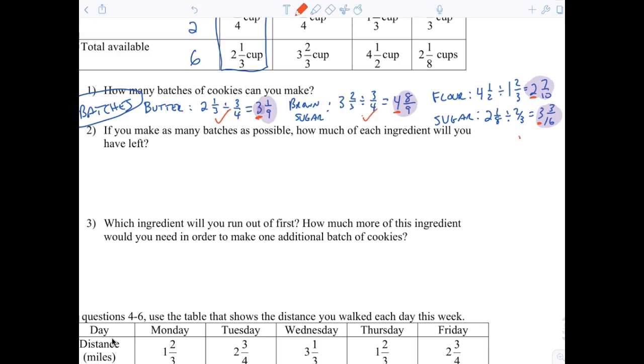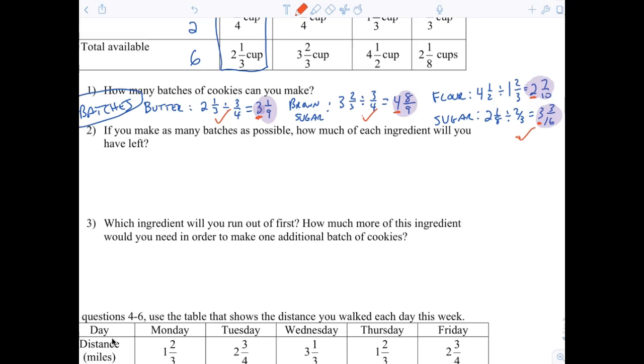What about sugar? Would I have enough to make 3? But flour, would I have enough to make 3 batches? I can only make what? I can only make 2 then. Oh, okay. Right? Very important. Come on now. All right?